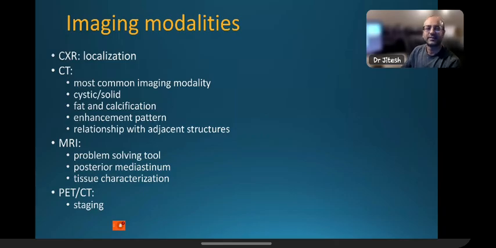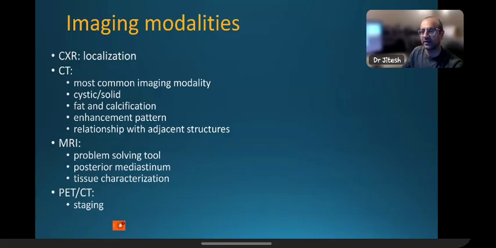In terms of imaging modalities, chest radiograph is most commonly the initial modality because most of these masses are asymptomatic. Patients may present without any symptoms, and the masses are identified incidentally. So chest radiograph is good for localization. But when it comes to further characterizing these masses, CT is the imaging modality of choice.